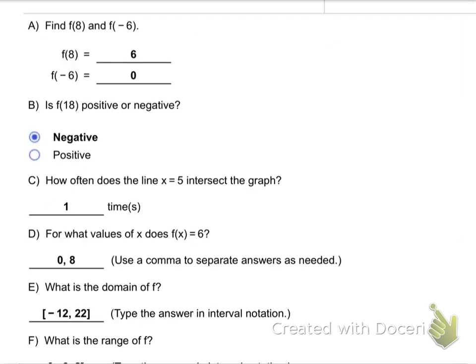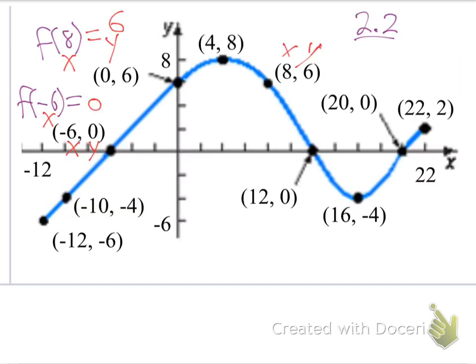And then next, they say, is f of 18 positive or negative? So question B, I'll just scribble it down here. F of 18, positive or negative? Now, they don't mean the 18. They mean, does this equal a positive or negative? So if x is 18, again, what's plugged in is x. What it equals, what comes out, is y. So when you plug in x is 18, now I don't see that listed as a separate point, but can we find out where it sits?